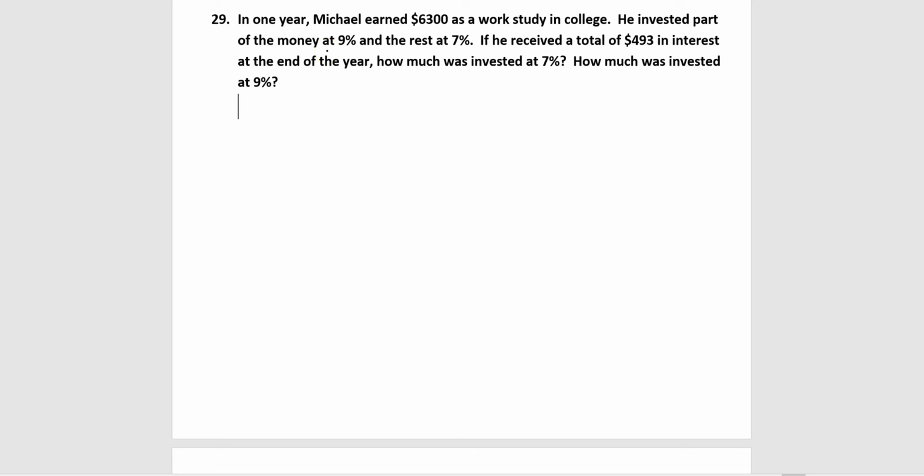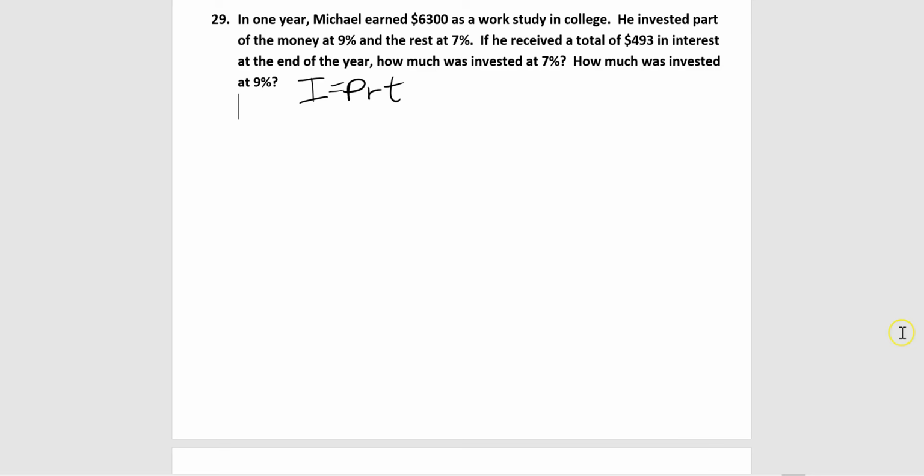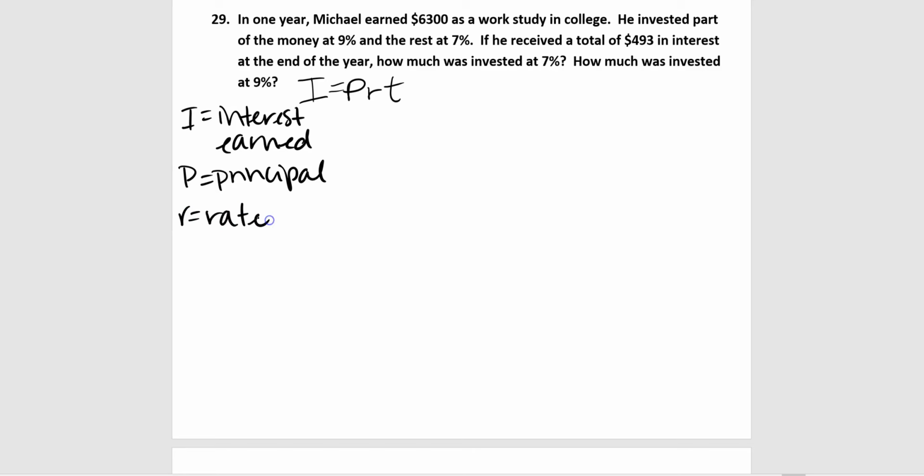So we're talking about, in this case, simple interest. So that formula is I equals P times R times T. What's happening here is that I represents interest earned, P represents your principal, or what you invest, R is the rate, and T is time in years. Okay, so we have two scenarios. We have two accounts.